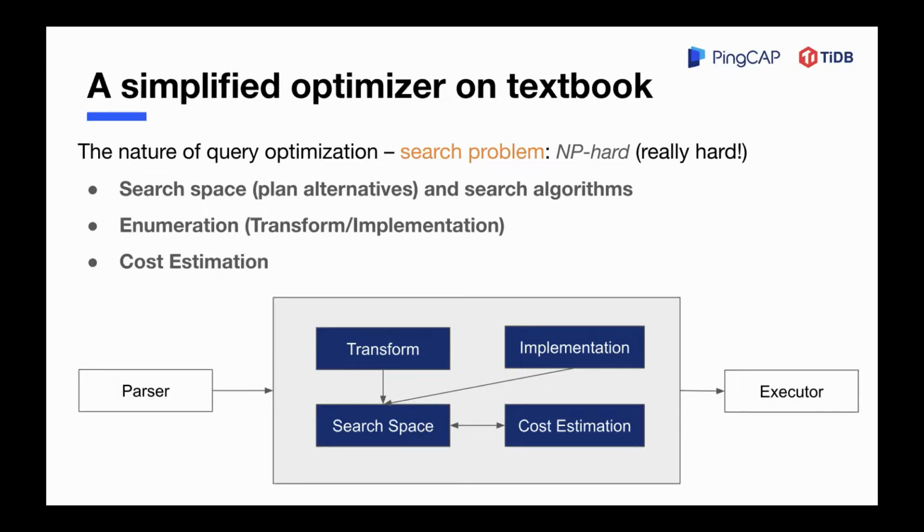So I think this is just a very high level and general idea about the optimizer. Basically, it's a search problem. It has a very huge search space, and the optimizer has to have an efficient search algorithm to find the optimal plan, which usually has the minimum cost. So that's a typical or simplified optimizer.